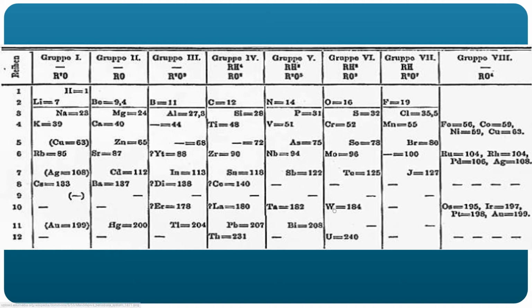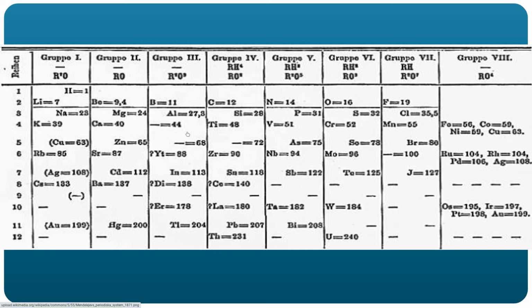But I want to point out some of these places here where he has these gaps. So right here, we have Al, aluminum, mass of 27. I think that's 27.3, maybe 27.8 there that he has. But then underneath that, he has a blank, and he predicts a mass of 68. And he wrote about this. He didn't just do the table. He called this one Eka aluminum, which literally meant just underneath or below aluminum. And this one here, he called Eka silicon, underneath or below silicon.